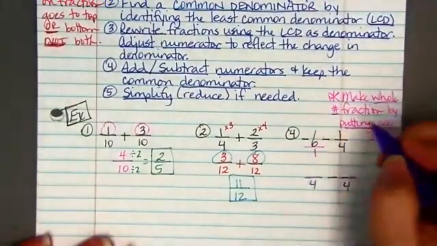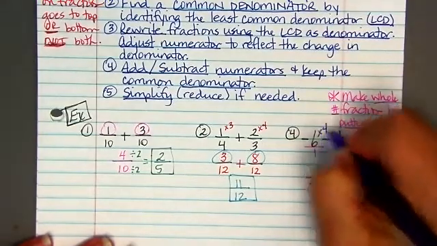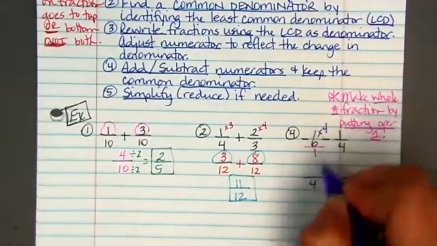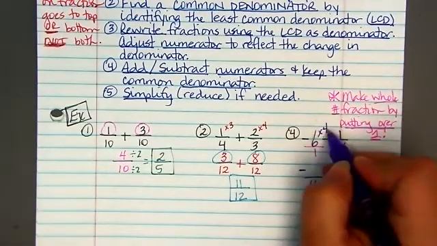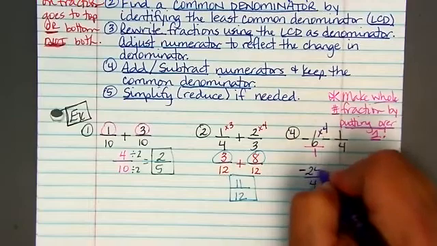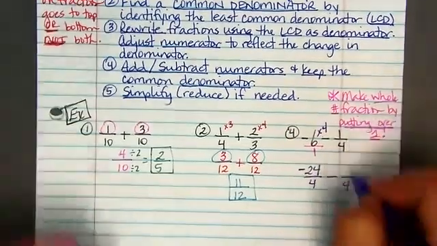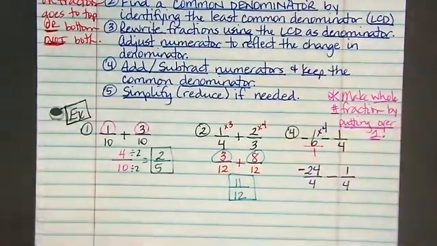1 goes into 4 times, so I'm going to do times 4. Now I know that I'm going to have a negative right here because I chose to move it to the top. So I'm just doing 6 times 4. That's going to give me 24. Now 4 goes into 4, so this is the same. I'm just rewriting this information.